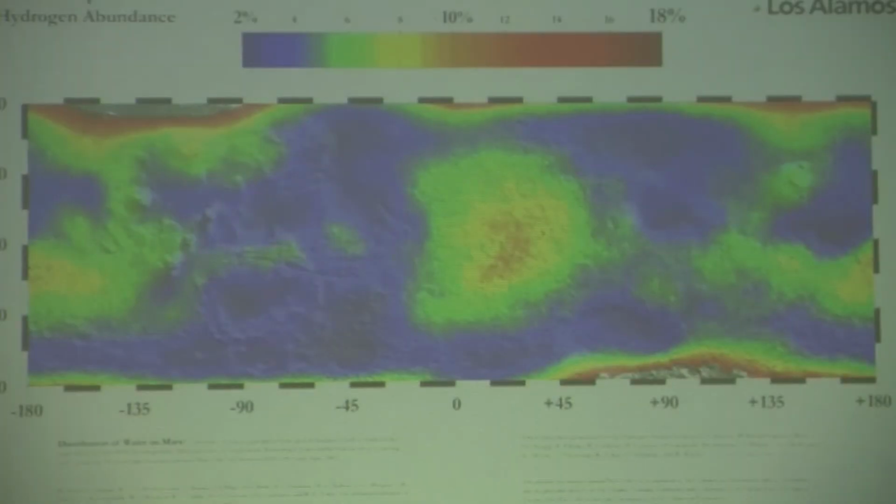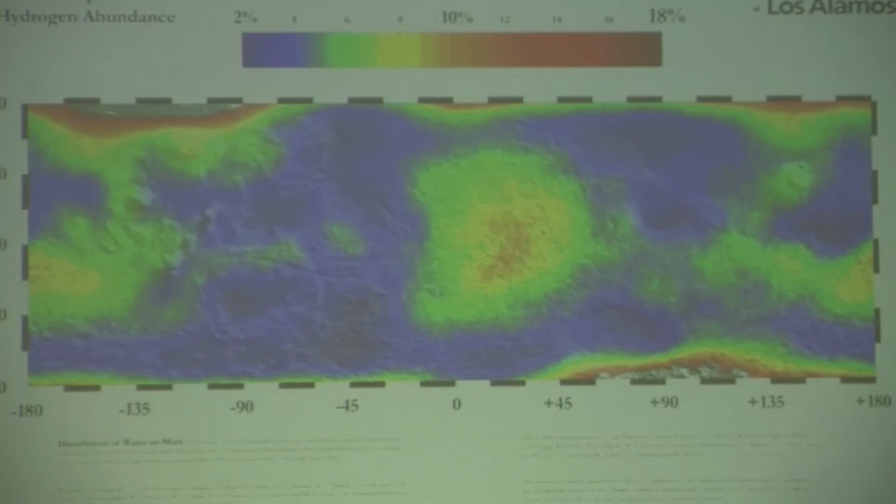Now this is information from the Odyssey water experiment. It found the water in the dirt, the upper meter of the dirt, using a neutron spectrometer. So it was able to measure the amount of hydrogen, which is probably associated with water. What it found was that the red would be a lot of water, and the blue not so much water, but still some water.